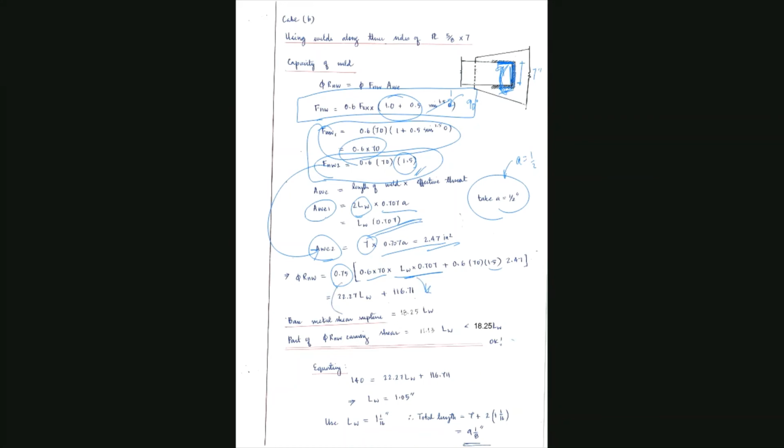Now you have to check the base metal shear yielding as well as rupture, which is similar to the previous one. I've just shown the steps so that you don't miss them out. It's the same. But in this case, what you need to remember is in phi R_n,w, you have two terms. Now, this term need not be considered because it is part of the weld.